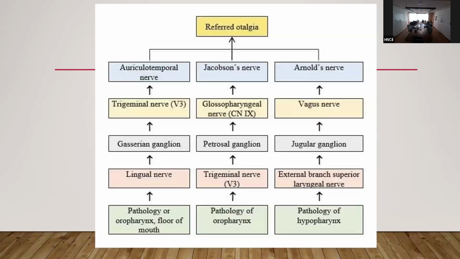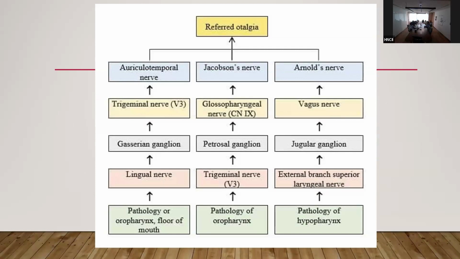So referred otalgia, you must know the referred pathways of why this pain is there. So pathology of generally the floor of mouth or oropharynx involves the lingual nerve through which, through the gasserian ganglion, which is a ganglion of the trigeminal nerve, it can then relay through the auriculotemporal nerve, which supplies our external auditory canal. So like that, the pain can be there.